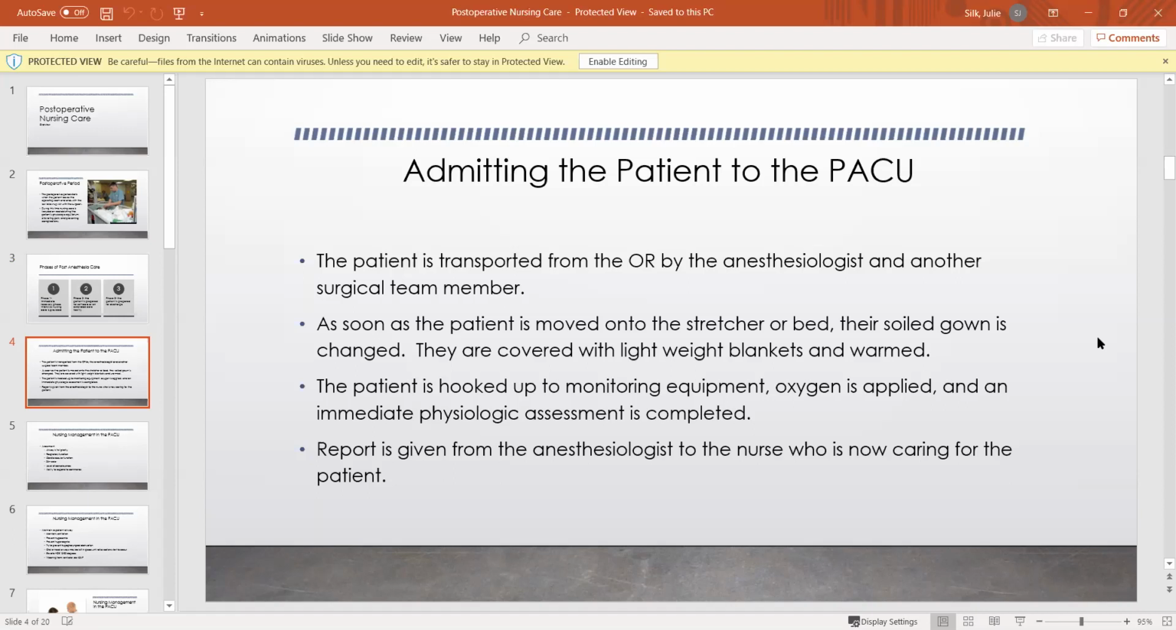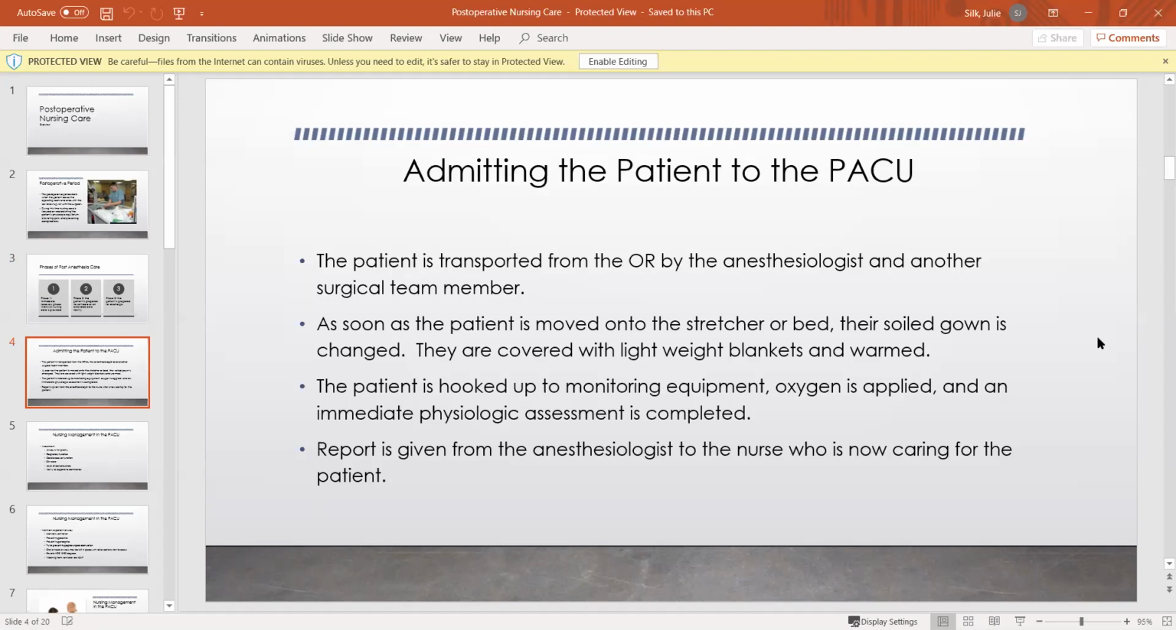So when someone gets to the recovery room, usually it's going to be an anesthesiologist and another surgical team member that accompanies them from the OR to the recovery room. So they are the people that you're going to get report from. If you were the person working in recovery, they would tell you this stuff.